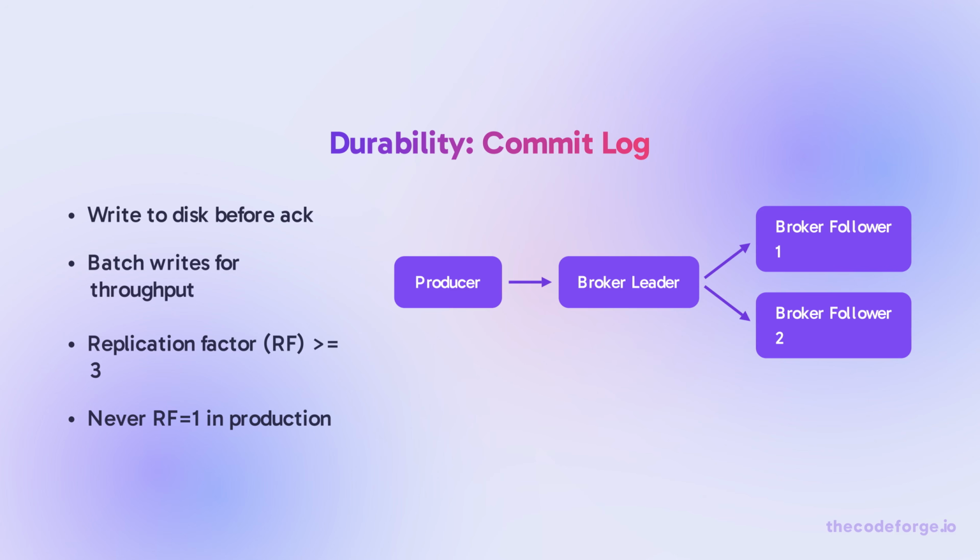Durability comes from the commit log. Every message is written to disk on the broker before being acknowledged. Batching writes improves throughput. Replication factor of 3 ensures data survives broker failures. Never set replication factor equals 1 in production.